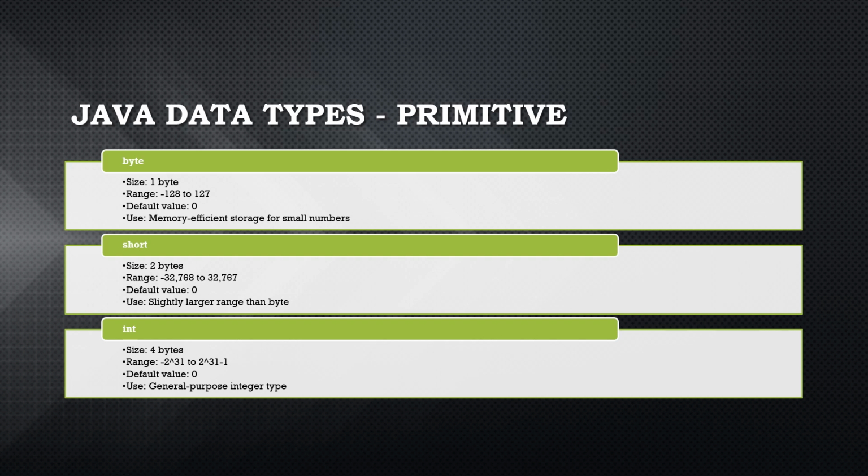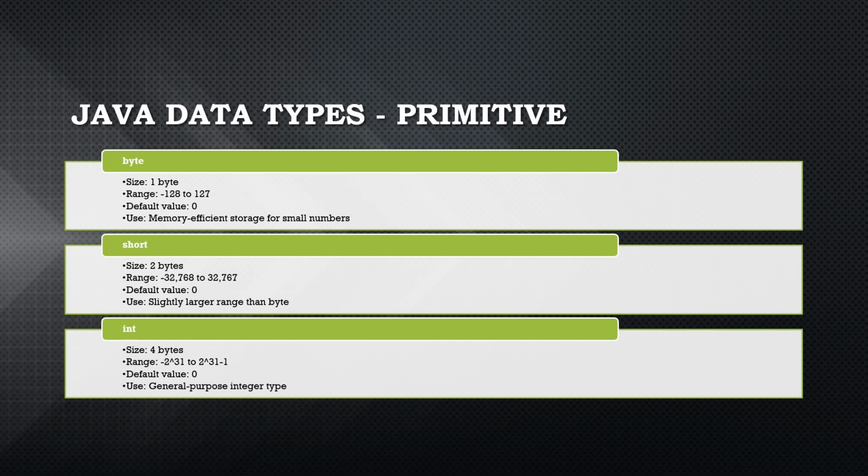Next is short, a slightly bigger cousin of byte. It occupies 2 bytes and can store numbers between -32,768 and 32,767. While short gives a wider range, it's still used when memory efficiency is important, such as storing data in large arrays. Again, the default value is 0.